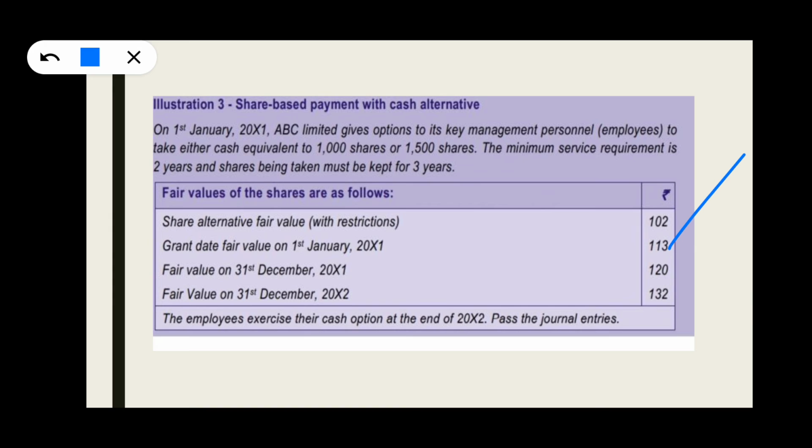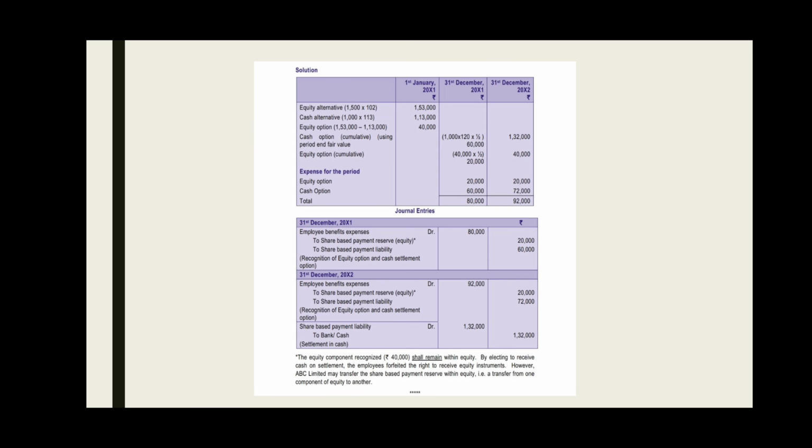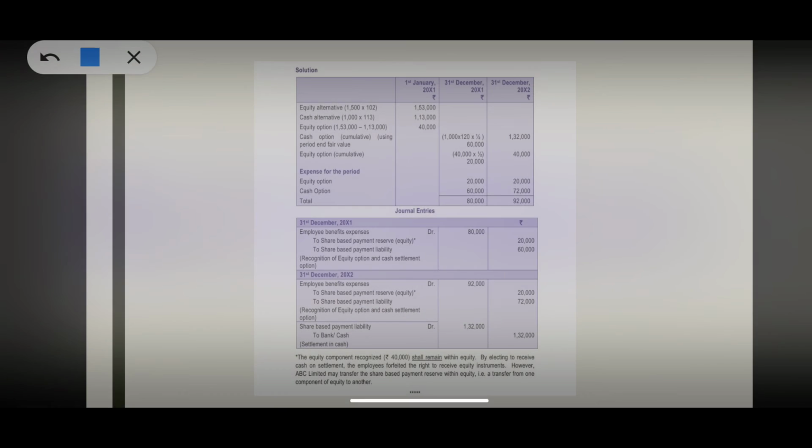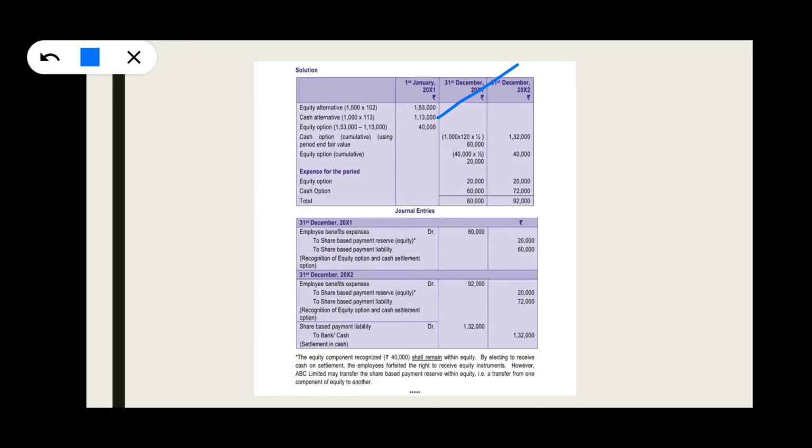So 1000 into 113 is 1,13,000 that needs to be recognized, and 1500 into 102 is 1,53,000, minus 1,13,000. So see, the total equity alternative, 1500 into 102, is 1,53,000, and the cash alternative, 1000 into 113, is 1,13,000. So the difference is 40,000 as the equity option. This much expense needs to be recognized.